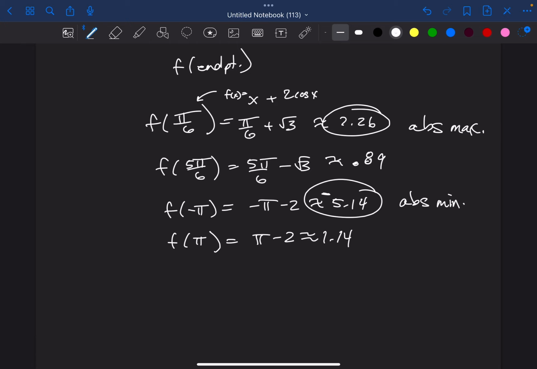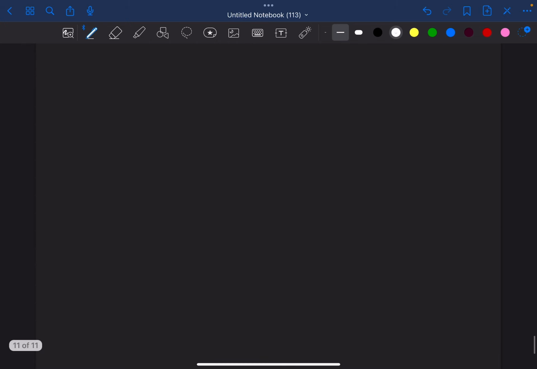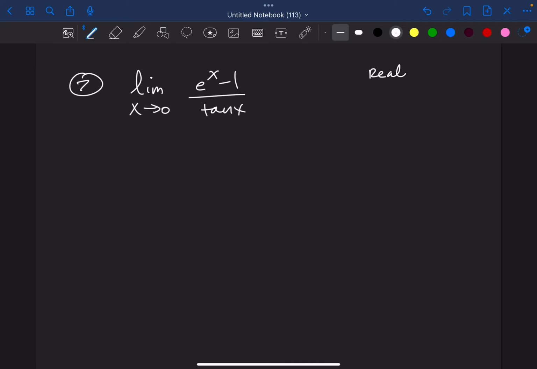Okay. So now let's see. Now let's do some more. Let's do number 7. So if I have the limit as x goes to 0 of e to the x minus 1 over tan x, recall, tangent of x, not tax, that's something else, is sine over cosine. So as this goes to 0, you know the tangent of 0 is the sine of 0 over the cosine of 0. So that's 0 over 1, which is 0, right?